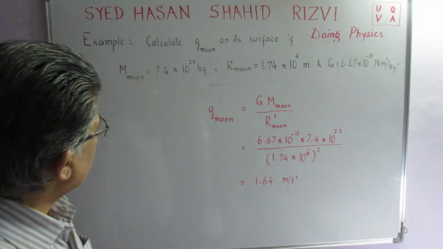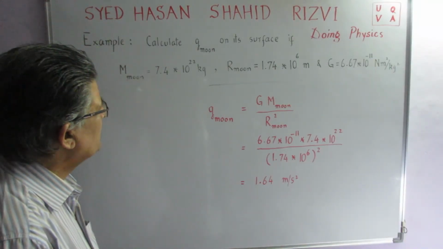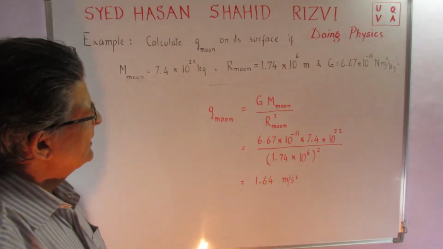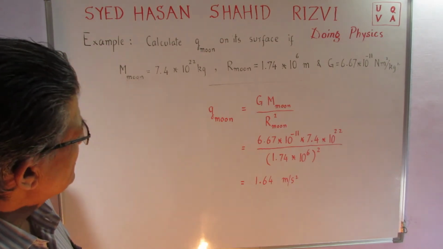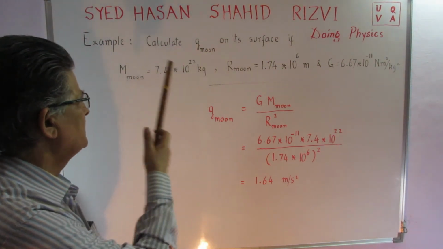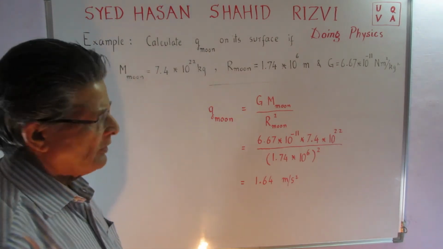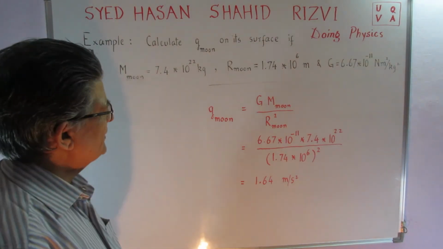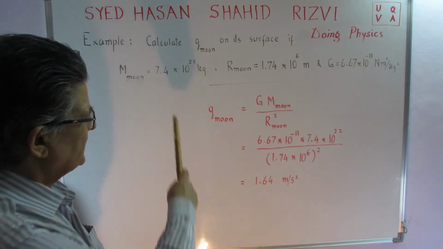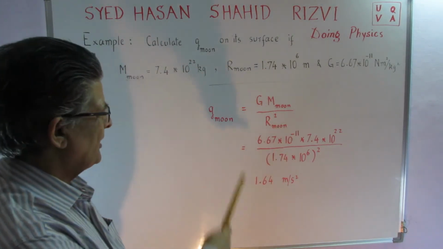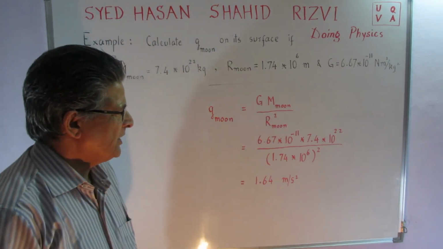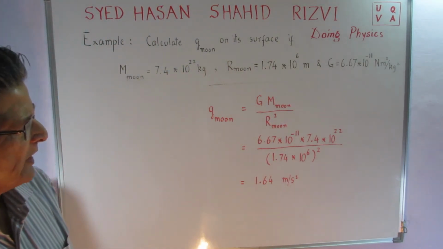Now I take another example of a similar kind. The question concerns the Moon, and we calculate the value of small g, the acceleration due to gravity of the Moon on its surface. The data are given here, and all we have to do is to substitute these data in this equation: capital G M moon upon R moon squared.